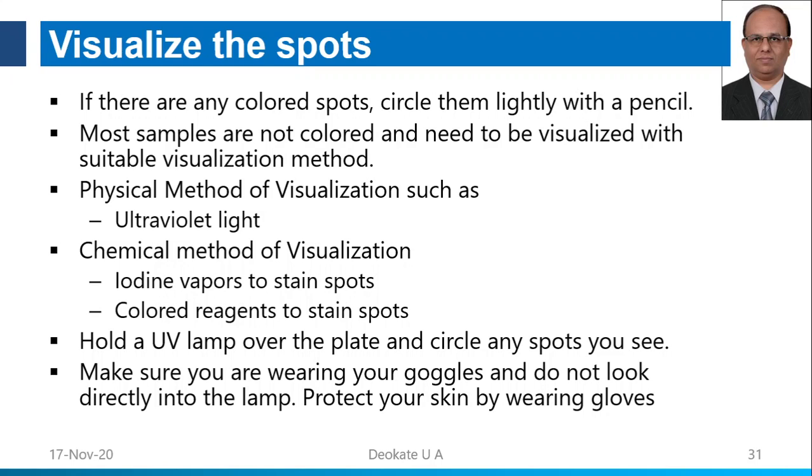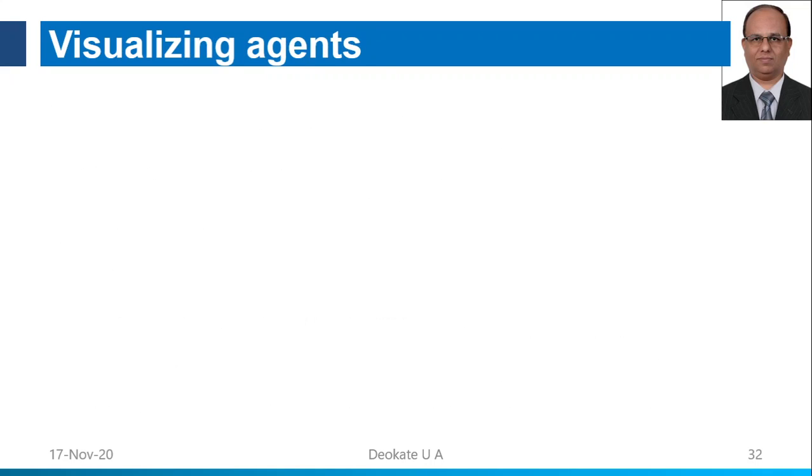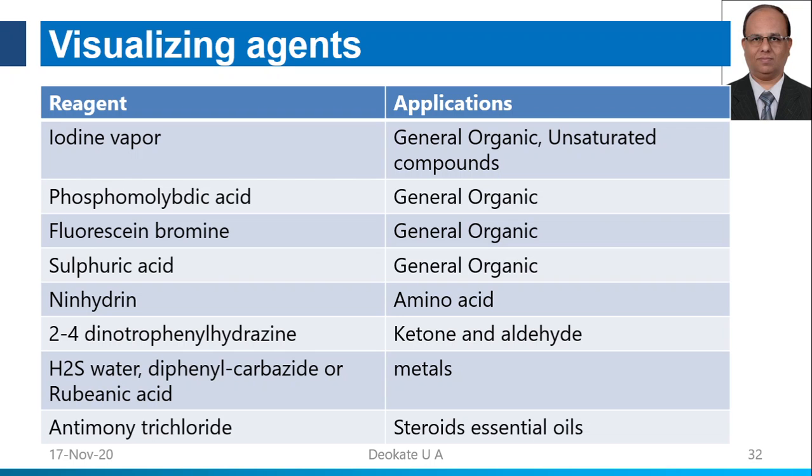Protect your skin by wearing gloves when you are operating in UV light. The various visualizing agents are listed here. The common visualizing agent is iodine vapors. A chamber of iodine vapors is used. They are useful for general organic compounds and unsaturated compounds. They are reversible, so we can reuse the sample after visualization also.